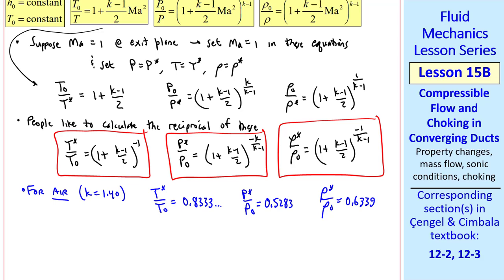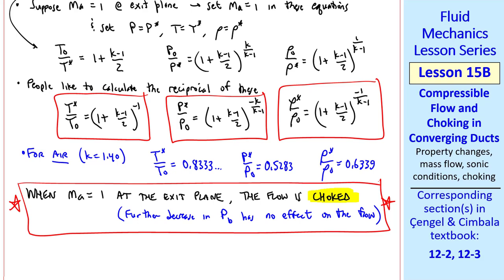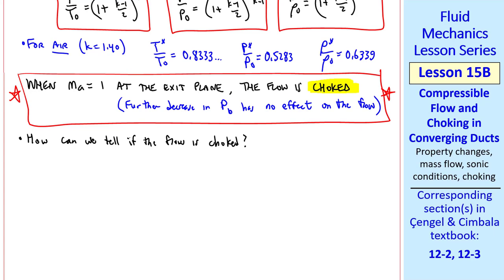When the Mach number equals 1 at the exit plane, we say that the flow is choked, which means that further decrease in PB, the back pressure, has no effect on the flow. Choked flow is an important concept in compressible flow. So let's go back to our question. How can we tell if the flow is choked? In other words, how low does PB need to be?